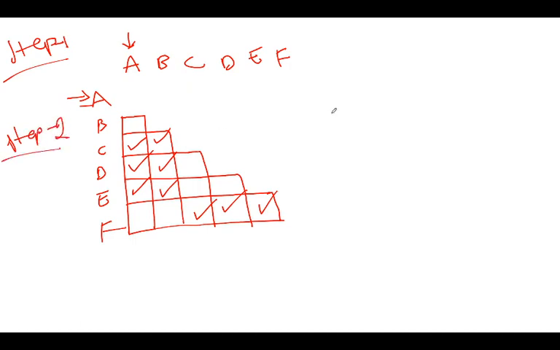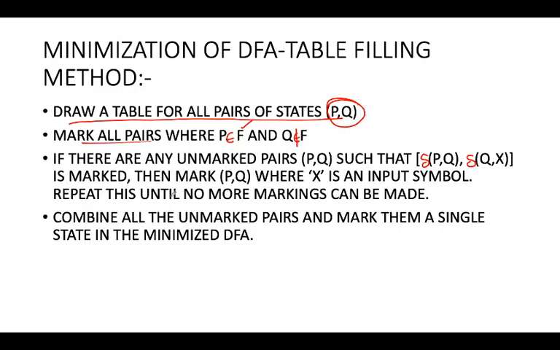From here onwards the original process starts. Now observe, it is the main condition, friends. It is the main condition: the transition of P on X and the transition of Q on X.